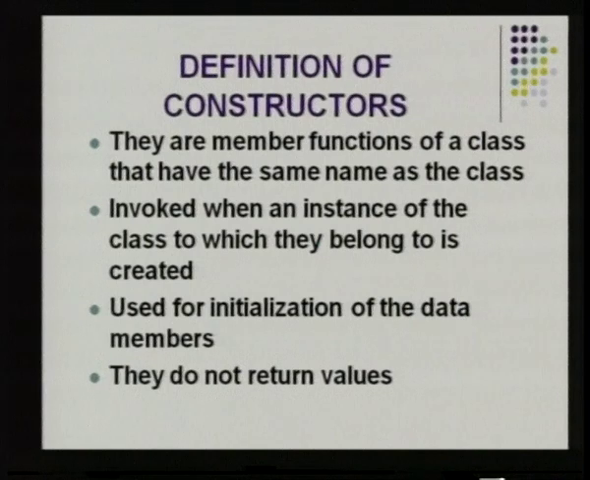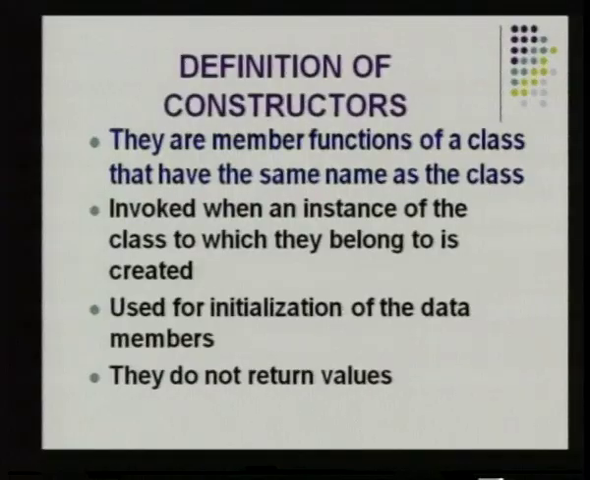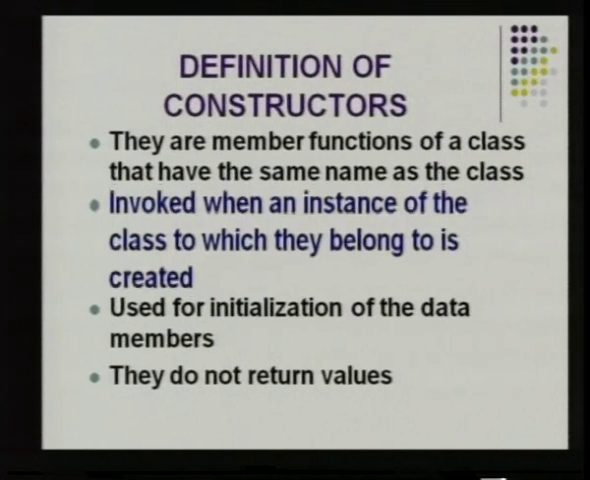So, a constructor is an initialization function defined inside a class which is called when the object for that particular class is created. One class can have even 10 objects, any number of objects. So, every time an object is created for a class, the function is called. So, what is the definition of constructors? They are member functions of a class that have the same name as the class name. So, this is the most significant point about constructors. It is different from the other functions declared in a class because it has the same name as the class name. They are invoked when an instance of the class, which is nothing but the object, is created.